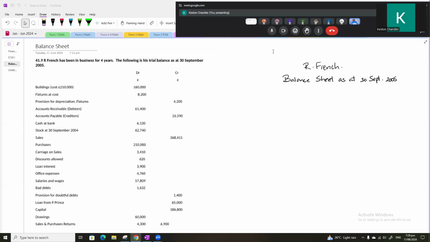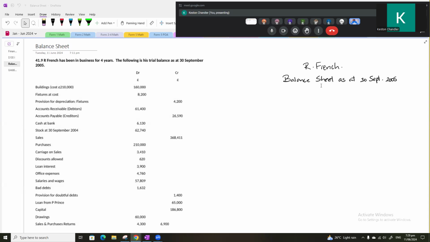All right, so last class we looked at preparing the income statement as part of our lesson on preparation of financial statements. Today we're going to do the balance sheet, and it's based on the same question that we looked at last class.